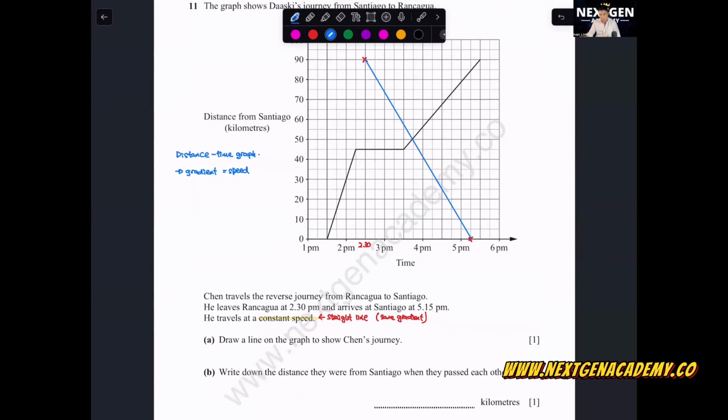Then the next question, this one quite easy. Write down the distance they were from San Diego when they passed each other. Where did they pass each other? They met over here. What is the distance? We read at this part. 50 kilometers.